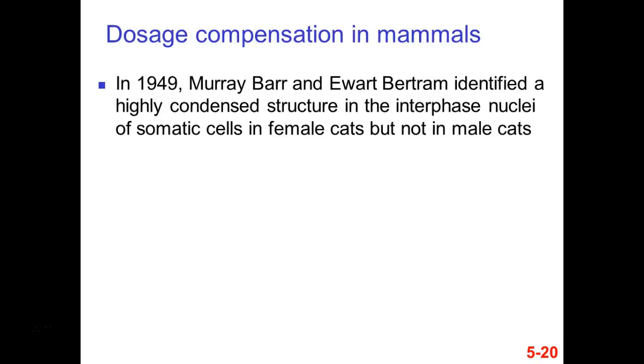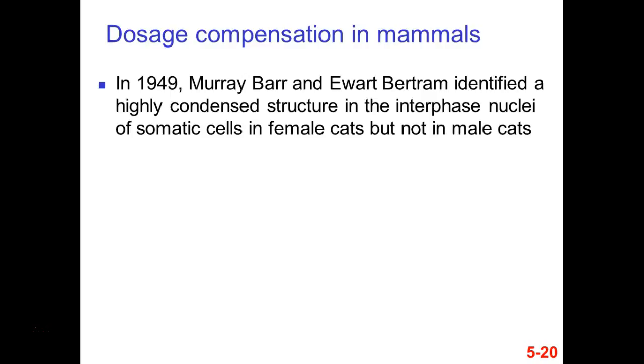So Barr, and the other guy that tends to get forgotten about because he didn't get to have his name associated with the structure, Bertram. What is it? Ewart? What a name. Murray Barr and Ewart Bertram. These guys identified a highly condensed structure in the interphase nuclei of somatic cells of female cats, but not in males.